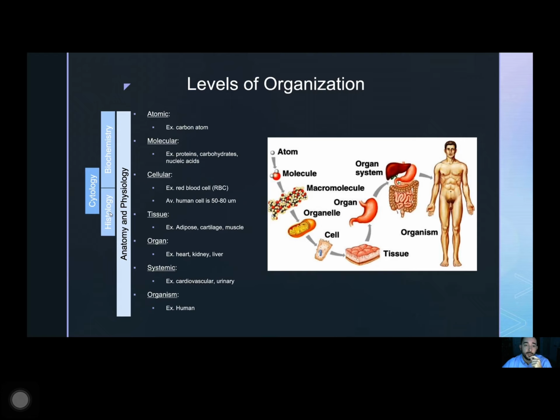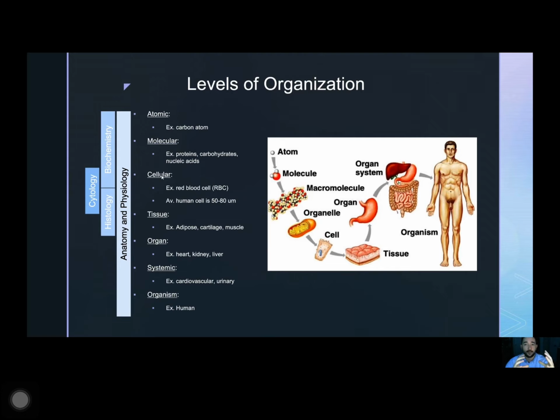Histology is the study of tissues. And what you want to know on this slide are these levels of organization in order, okay? So the smallest thing that we have would be an atom. So an example is one carbon atom. A bunch of atoms combined together create molecules. Lots of molecules together can form a cell. A cell is made of a bunch of different molecules.